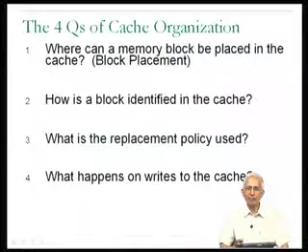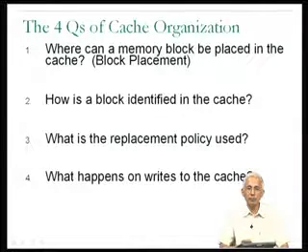The second question is, how is a block identified in the cache? Among all the main memory blocks which could be present in the cache at any given point in time, some small subset are present in the cache, and how does the cache controller, the cache hardware, keep track of which main memory blocks are currently present inside the cache? The third question, very clearly an important question, is what replacement policy is used?